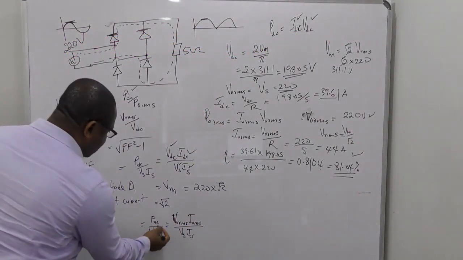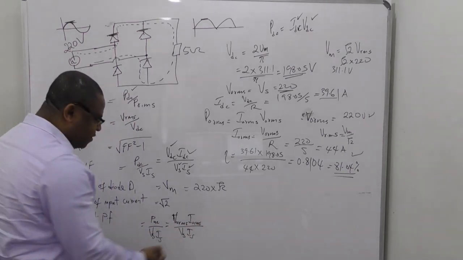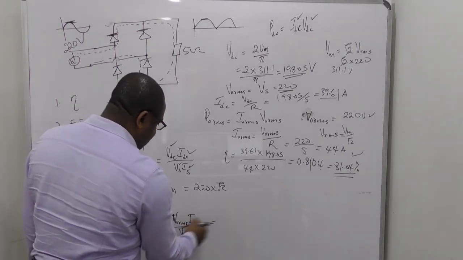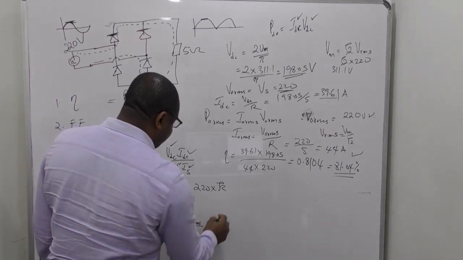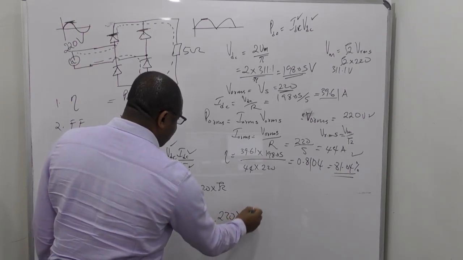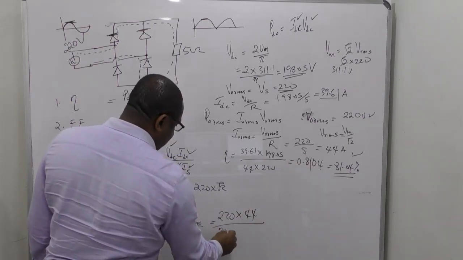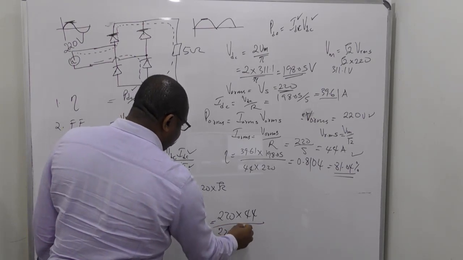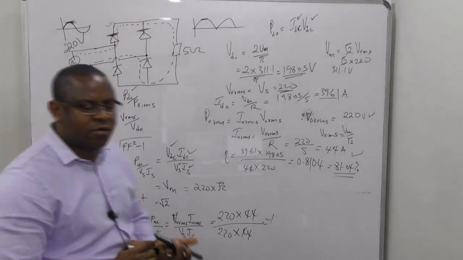The crest factor is root 2, and then the power factor, which is PAC over IS VS. PAC is VORMS times IORMS. VORMS is 220, IORMS is 44, and the source voltage is 220 with IS being 44. So this should give you 1.